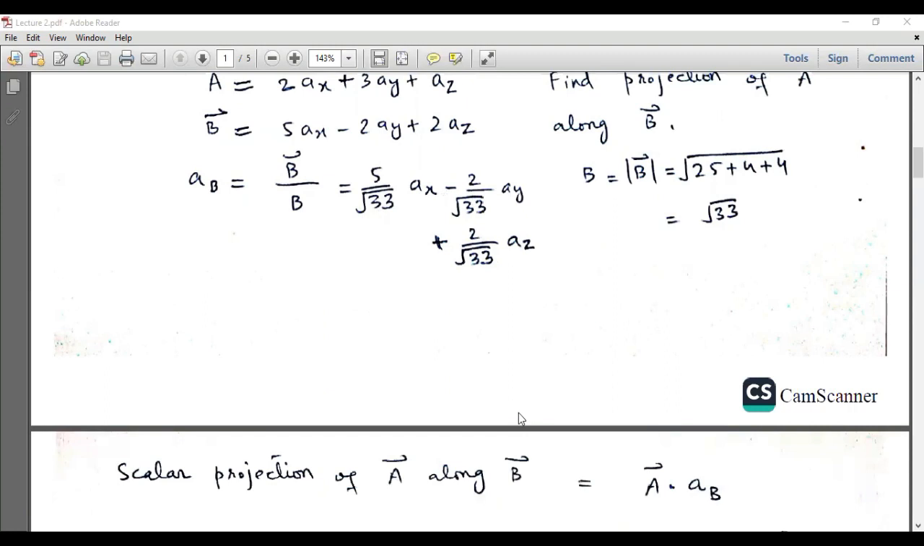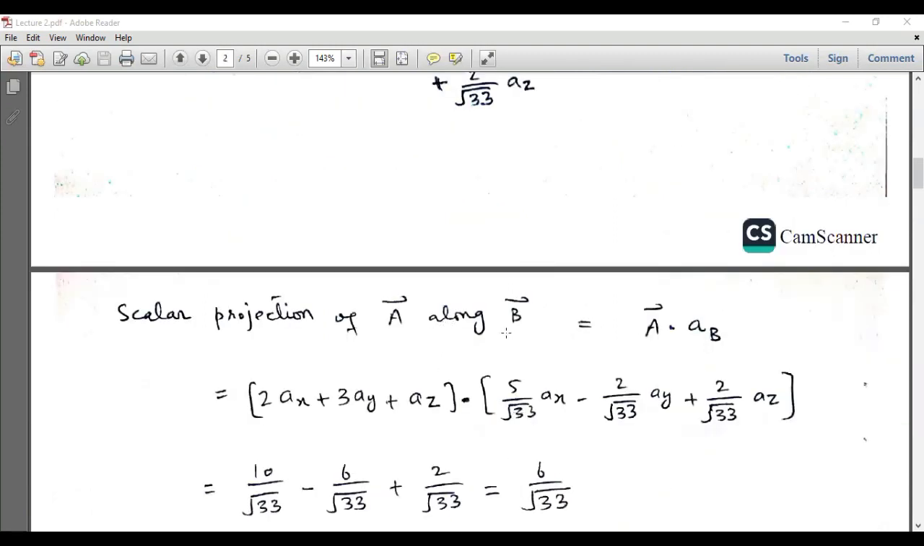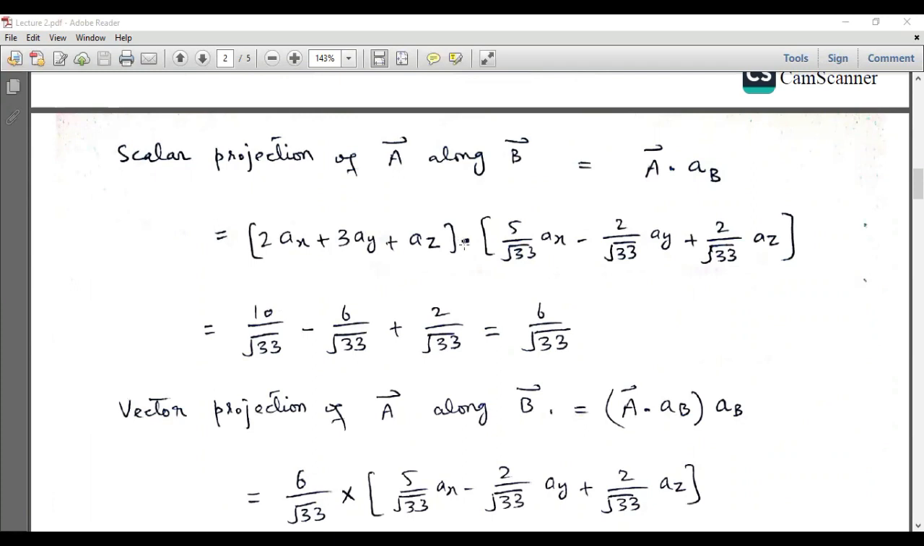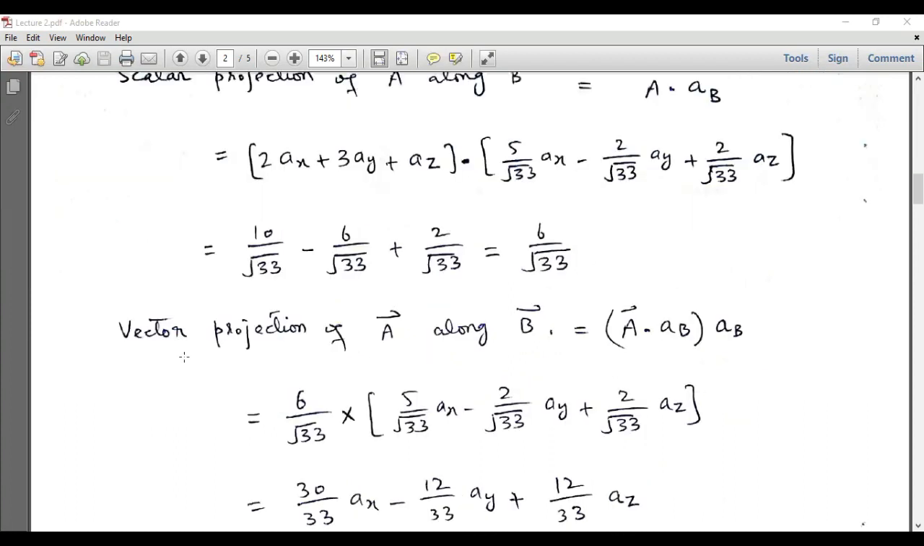To calculate the scalar projection of vector A along B, we have to calculate the dot product of vector A with the unit vector of B. So you have both the vectors, and just take the dot product by multiplying the associated components, and then add them. At the end I will get 6 by square root 33, and this is the scalar projection of A along B. Now the vector projection of A along B is equal to A dot aB multiplied by aB.